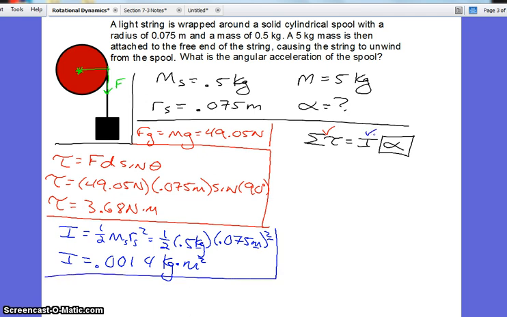And so now we have both pieces of information. We have 3.68 Newton meters equals 0.0014 kilograms times meter squared times our angular acceleration. And we get our acceleration, and it comes out to be 2,600 radians per second squared.